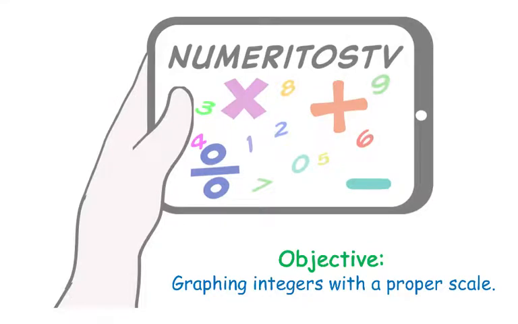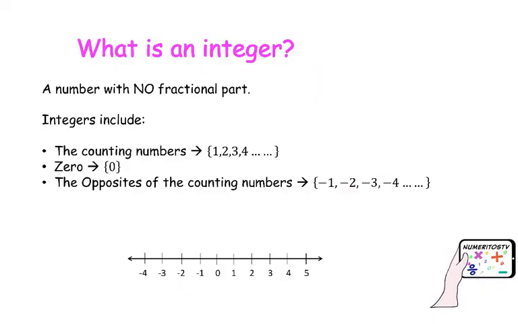The objective today is graphing integers with a proper scale. So, what is an integer? An integer is a number with no fractional part. Integers include the counting numbers, so that would be 1, 2, 3, 4, and so on. It also includes 0 and the opposites of the counting numbers: negative 1, negative 2, negative 3.